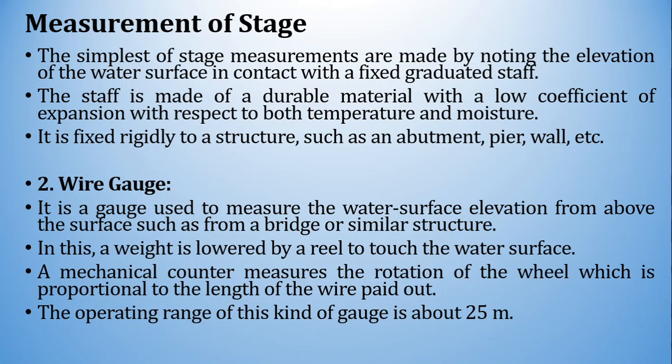Then second is the wire gauge. It is a gauge used to measure the water surface elevation from above the surface, such as a bridge or similar structure. In this, a weight is lowered by a reel to touch the water surface. A mechanical counter measures the rotation of the wheel, which is proportional to the length of the wire paid out. The operating range of this kind of gauge is about 25 meters. So these gauges are used to find out the stage.